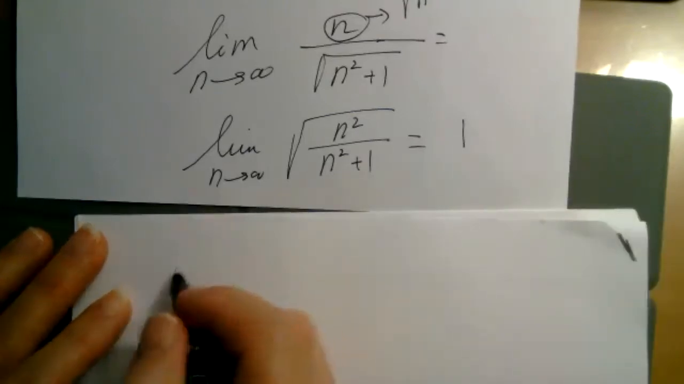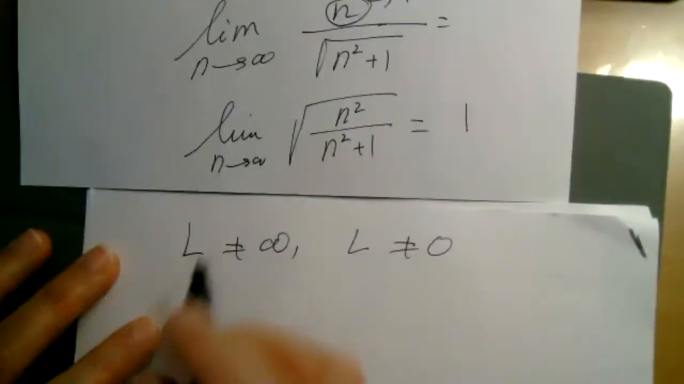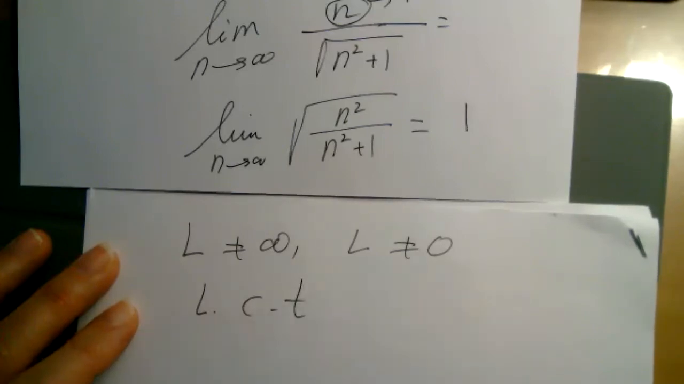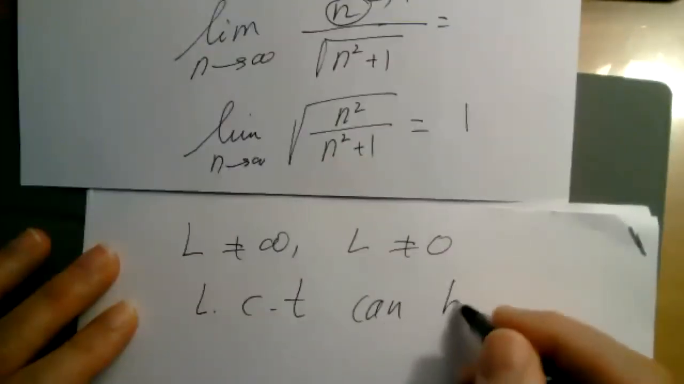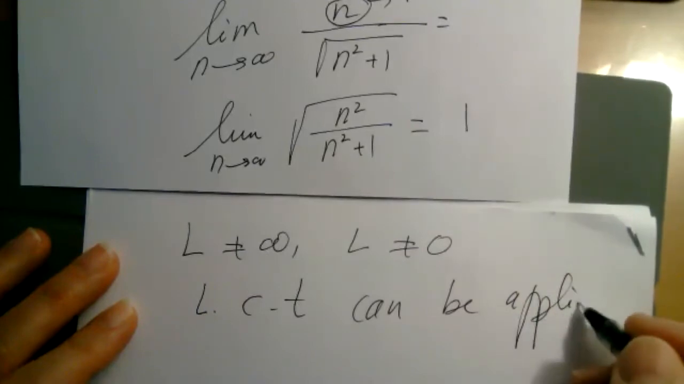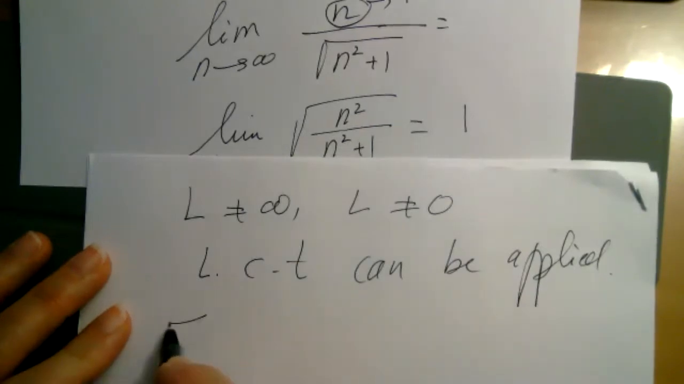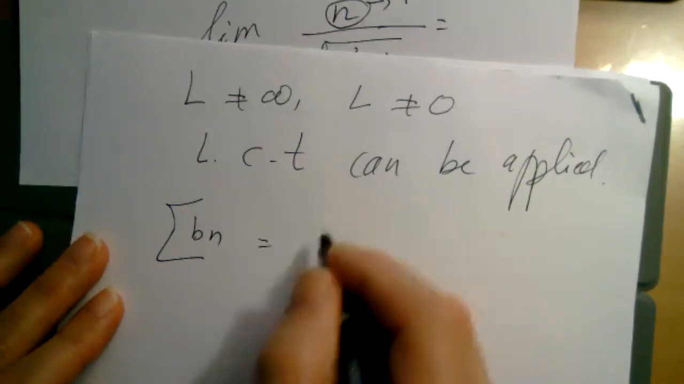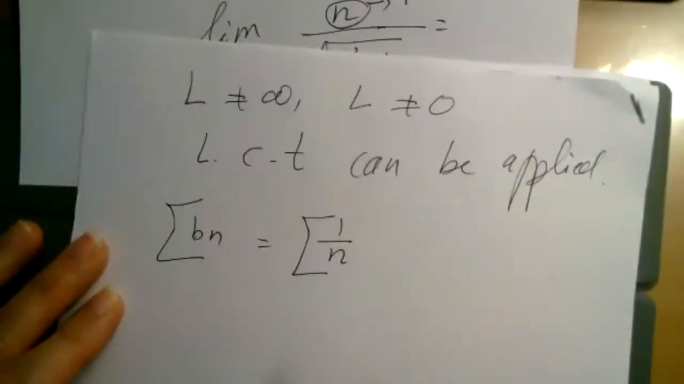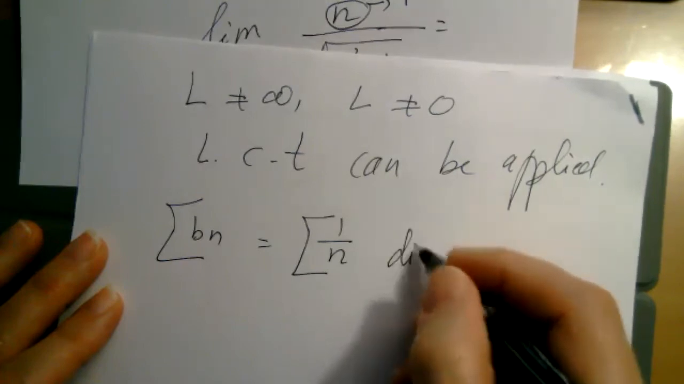So now by the limit comparison test, crucial, I have to make sure my limit is not infinity. And my limit is not 0. So the limit comparison test can be applied. That's what's happening. I can apply the limit comparison test. Now, sigma bn, which is sigma 1 over n, this one diverges.